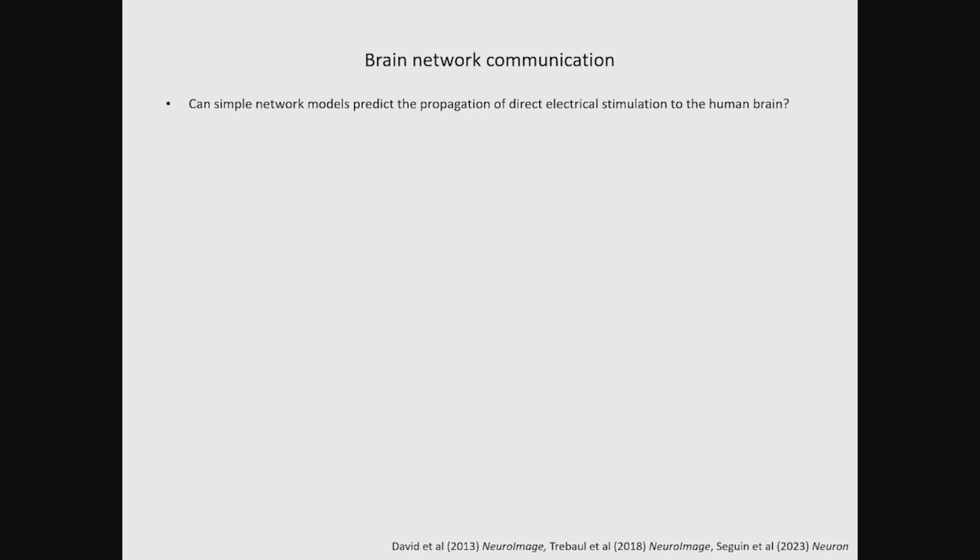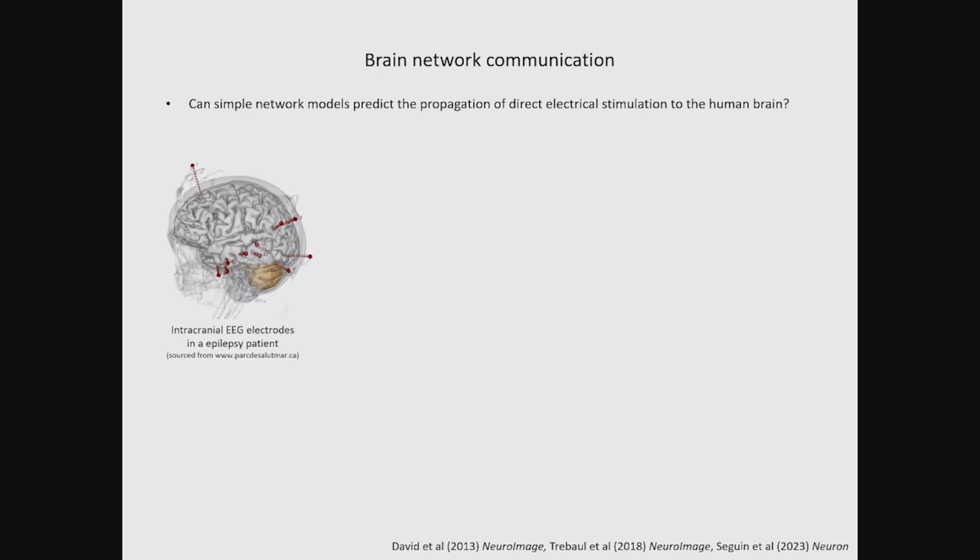Okay, so we tried to see whether these simple models could actually predict the propagation of direct electrical stimulation in the human brain. To do this, we used intracranial EEG data in patients with drug-resistant epilepsy being prepared for resective surgery. They are implanted with electrodes, and they can both record electrical activity at millisecond timescales and also deliver electrical pulses. A limitation with this type of study is that usually you get very sparse spatial coverage, because you only have data of where the electrodes are.